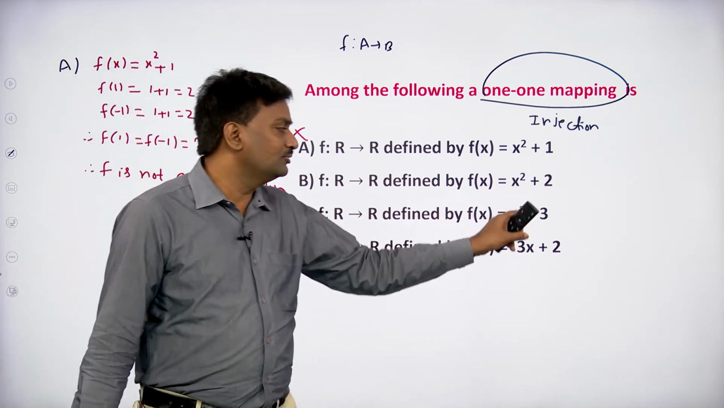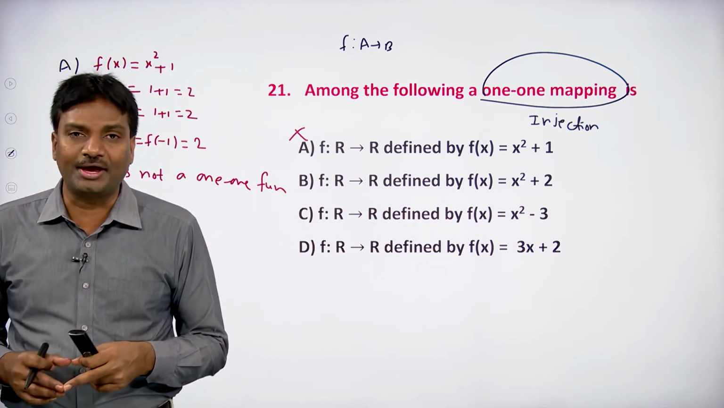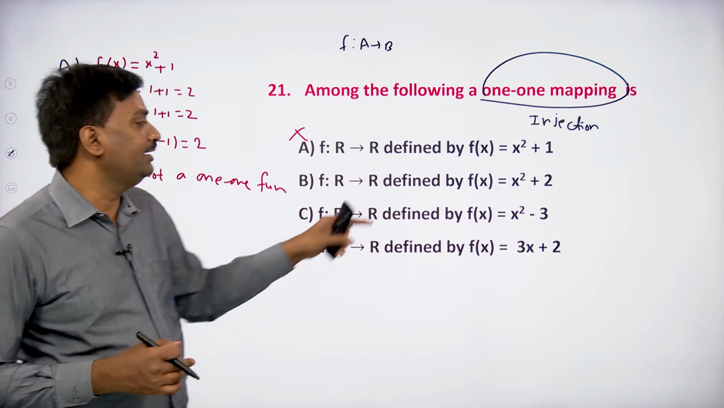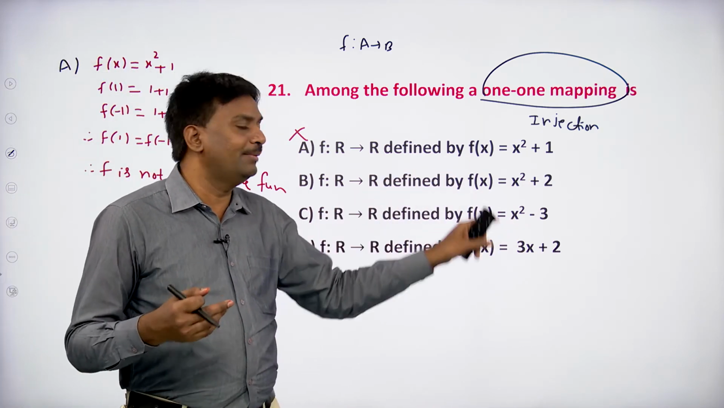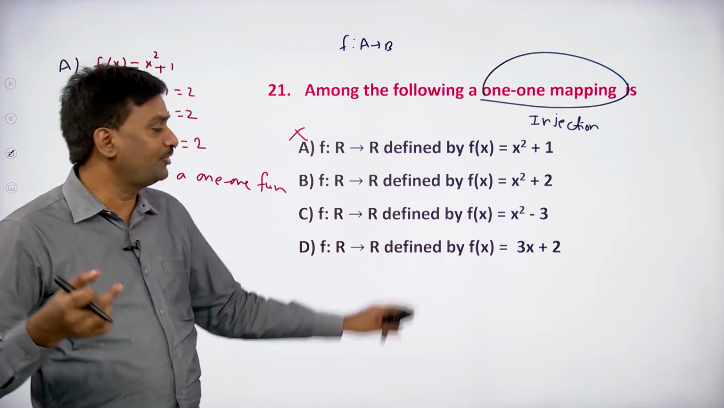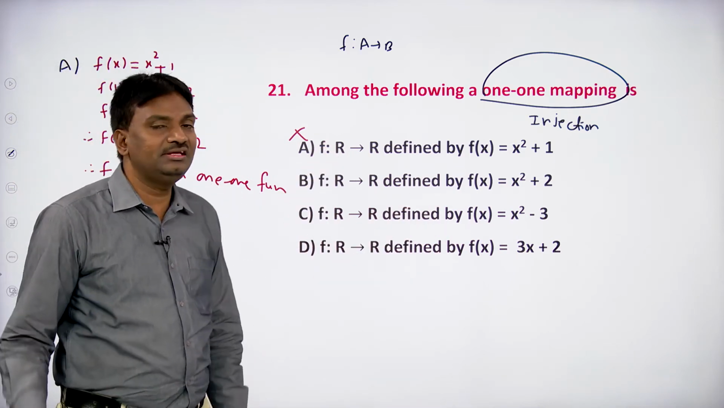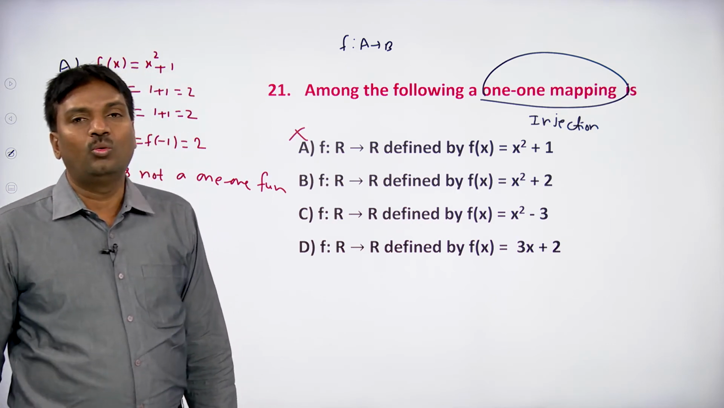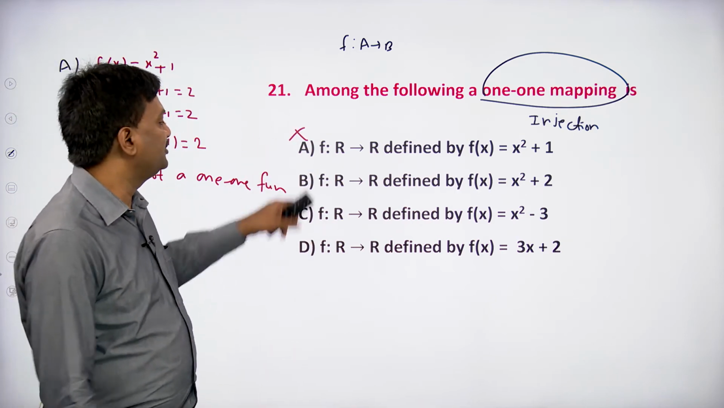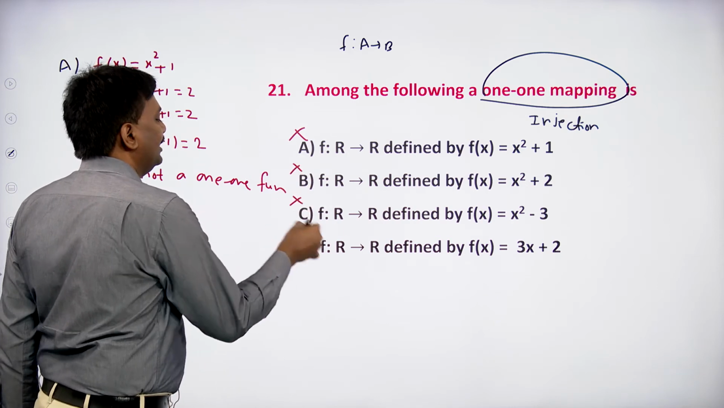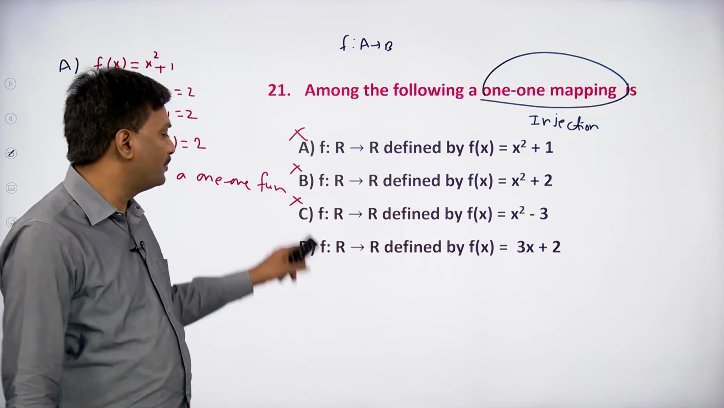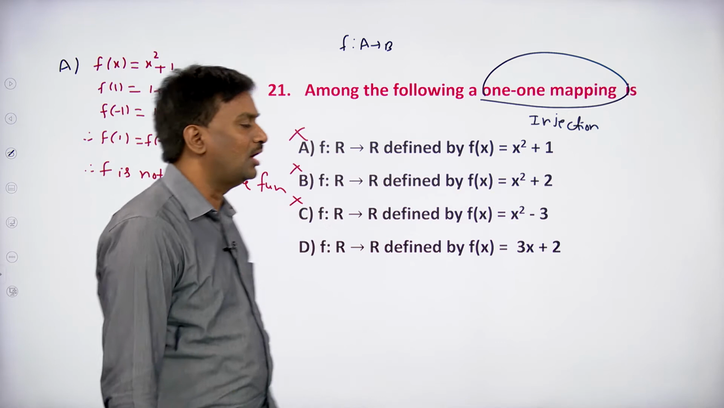In option C also we have x square. In place of x, by writing a positive real number or a negative real number, x square minus 3. X square is always positive, so again you will get the same value. So, option C is also not a 1-1 function. Since options A, B, C are not correct, there exists only one option, that is D. So, we can take this as the option.